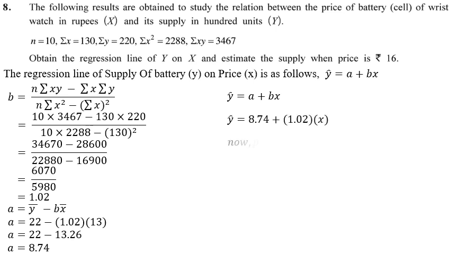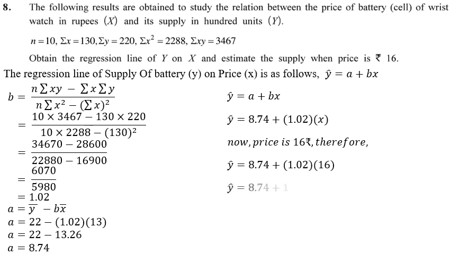Now we have to assume that the price of the wristwatch is 16 rupees. So when the price of the wristwatch is 16 rupees, we assume x in our regression equation as 16. So multiply the value of x, that is 16, with the b, that is 1.02. So 8.74 plus 16.32, and when you add these two values, you get 25.06, that is 25.06 hundred units.